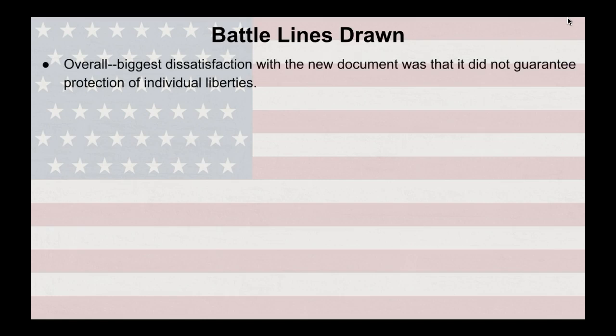Overall, the biggest dissatisfaction with the new document was that it did not guarantee the protection of individual liberties, which was a major complaint that the colonists had against the British government, that they were having their individual rights and liberties infringed upon. And so the federal government, as it was created in the Constitution, did not guarantee a jury trial. And so people are going to have an issue with this. They wanted this liberty of being tried by a jury of their peers.